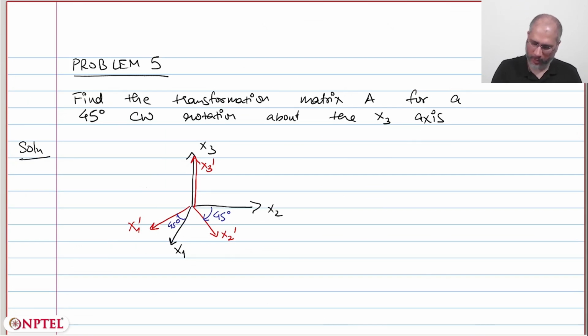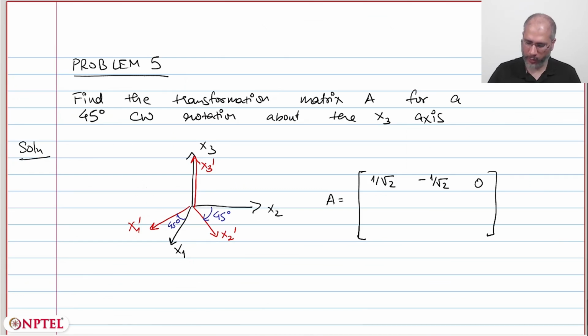So let's write the transformation matrix now. Now remember the transformation matrix, if you write it as A11, the first index denotes the primed axis and the second index denotes the non-primed axis. So let's write the components. So the angle between x1 prime and x1 is 45 degrees. So this becomes cos of 45, that is 1 upon root 2. The angle between x1 prime and x2 is 90 plus 45. So that becomes a minus 1 by root 2. And then x1 prime and x3 is still a 90. So that's a 0.